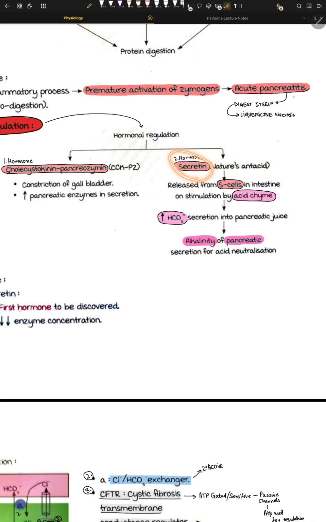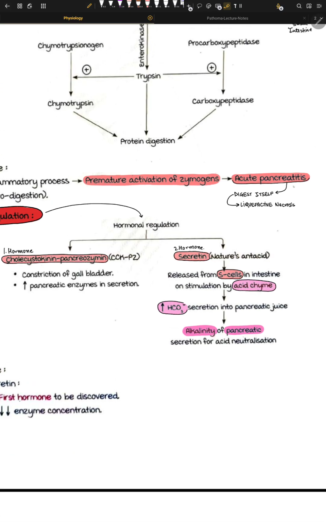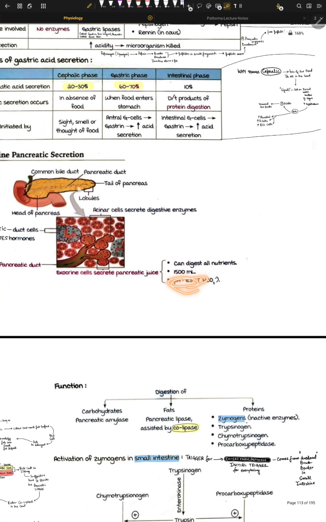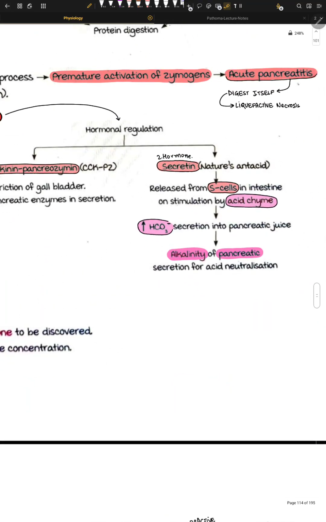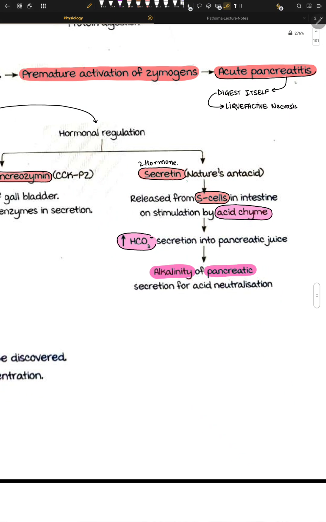Second hormone is called secretin. Now this is nature's antacid, right? I told you why we have this basic, this is the reason. Because we have something called secretin, and these secretins are released by S cells, and these S cells are present in the duodenum, and they make secretin. Secretin is released in the intestine, stimulated by acid chyme, whatever you want to call it. So S cells are stimulated by the presence of acid. So secretin is released. It leads to release of bicarb.